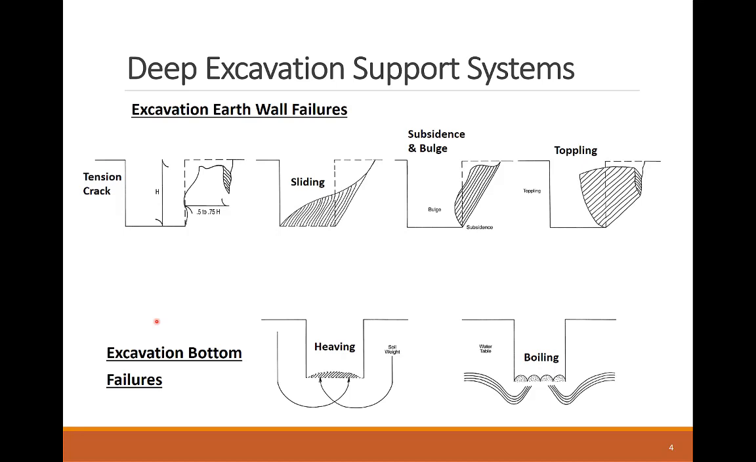The excavation wall can have the shown four failures. Tension cracks, usually from a horizontal distance of one half to three quarters times the depth of the excavation, measured from the excavation edge. Tension cracks can get worse and cause other failures like sliding, subsidence, bulge, and toppling.